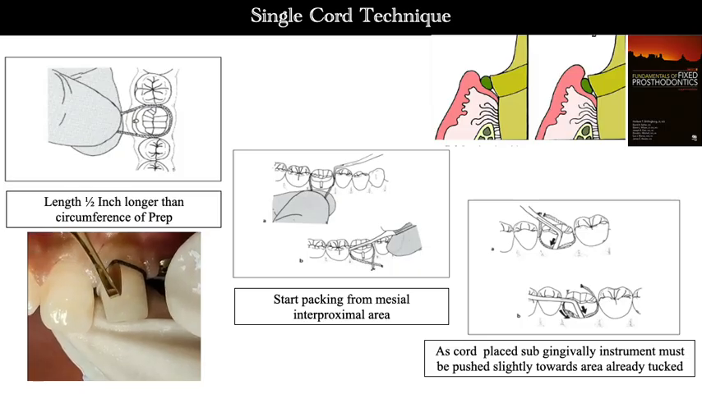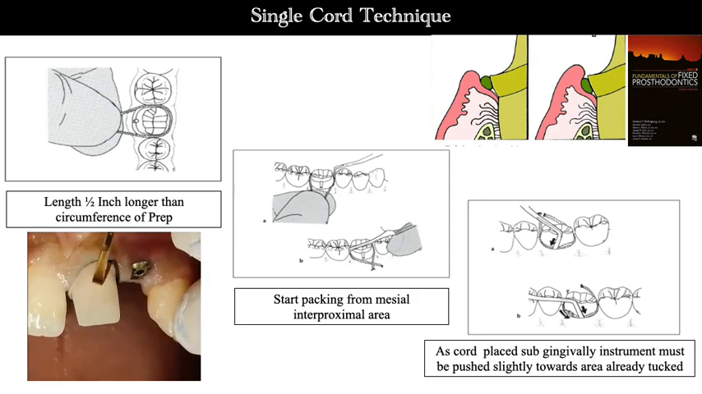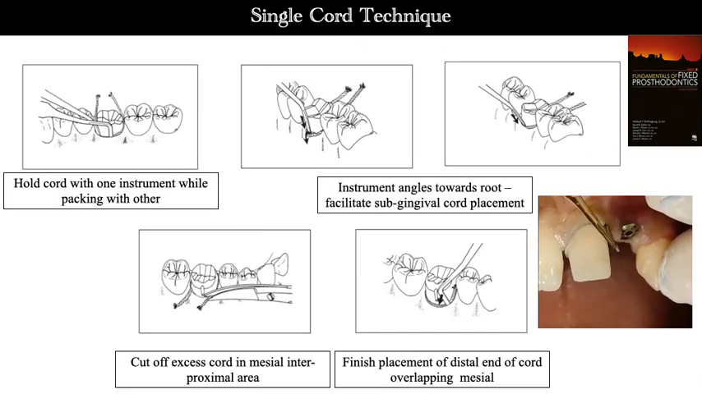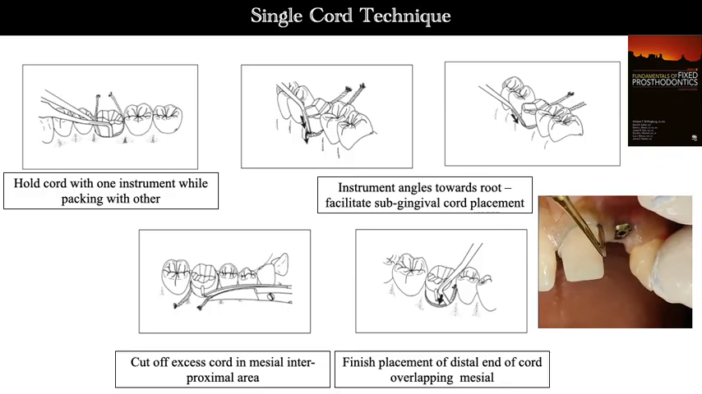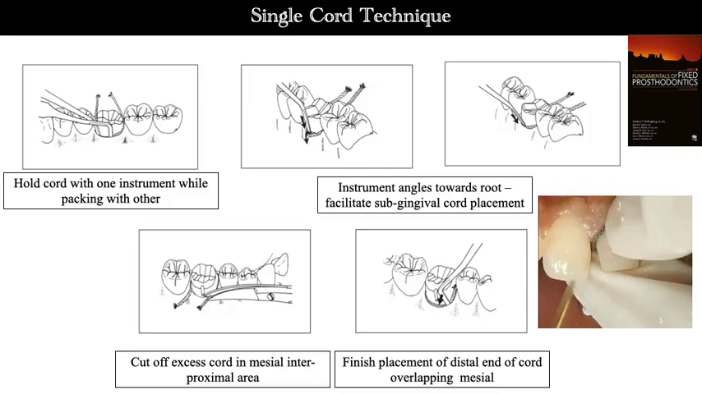However, from an exam point of view, make sure that you write these points such as length half an inch longer than the circumference of the preparation. Start packing from the mesial interproximal area. As the cord is placed subgingivally, the instrument should be pushed slightly towards the area already tucked in, and also make sure to hold the retraction cord with one instrument while packing with the other. Instrument angled towards the root facilitates subgingival cord placement. Cut off the excess cord in the mesial interproximal area. Finish the placement of the distal end of the cord overlapping the mesial side.